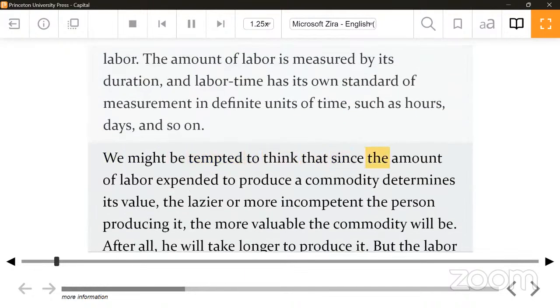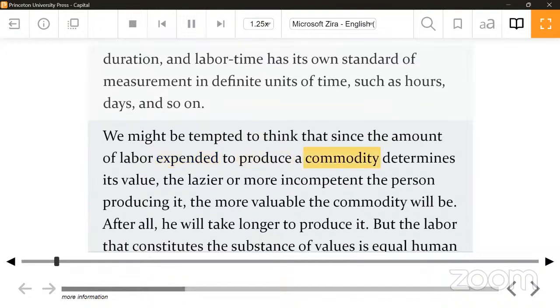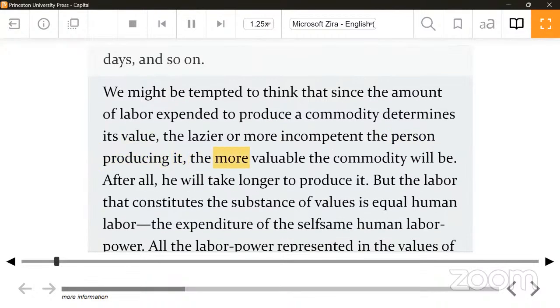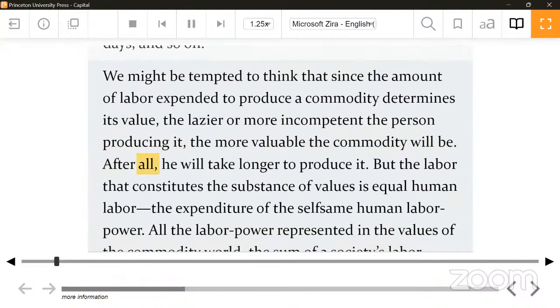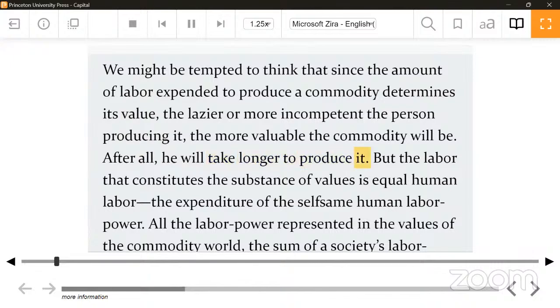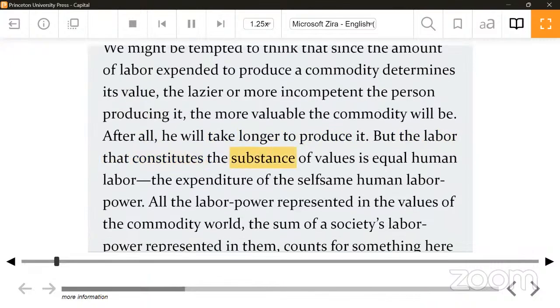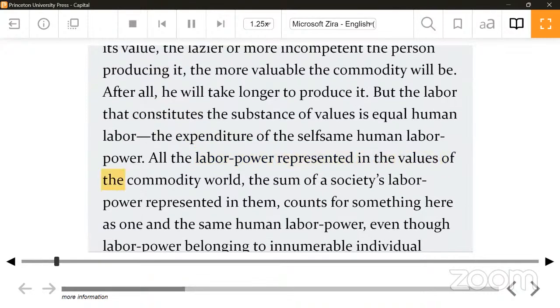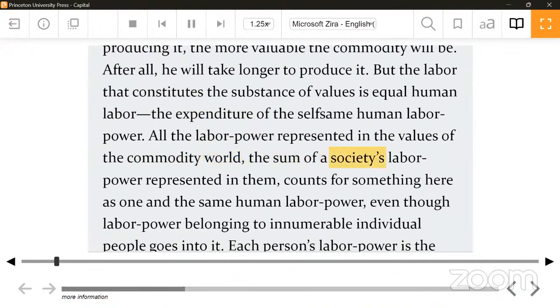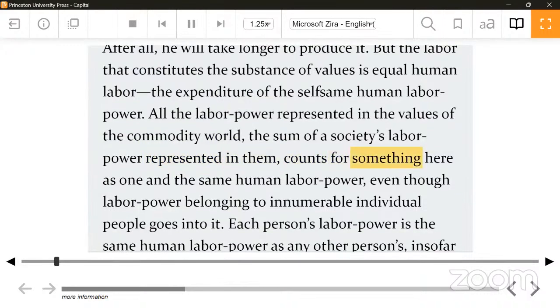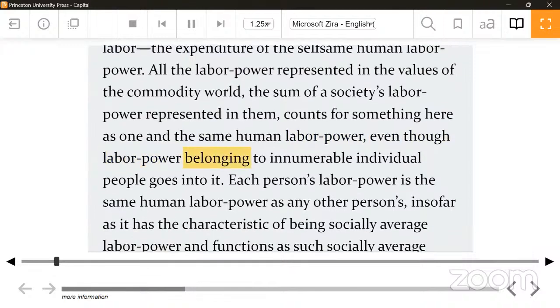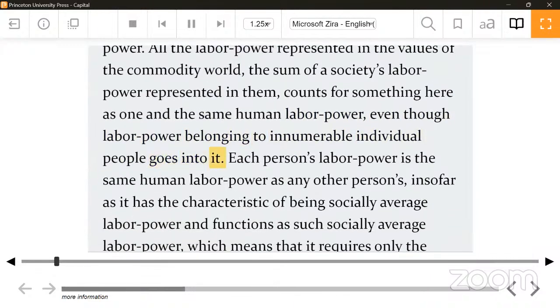We might be tempted to think that since the amount of labor expended to produce a commodity determines its value, the lazier or more incompetent the person producing it, the more valuable the commodity will be. After all, he will take longer to produce it. But the labor that constitutes the substance of values is equal human labor, the expenditure of the self-same human labor power. All the labor power represented in the values of the commodity world, the sum of a society's labor power represented in them, counts for something here as one and the same human labor power, even though labor power belonging to innumerable individual people goes into it.